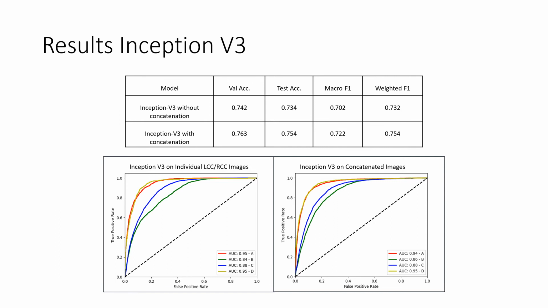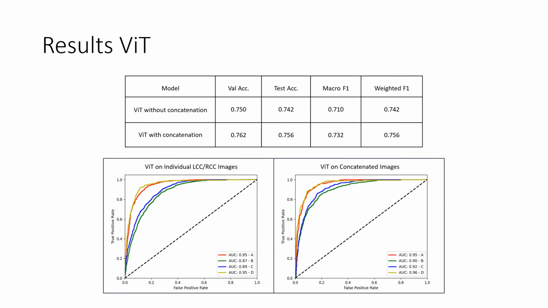When using Inception V3 and concatenated images, we see an average increase of 2% to validation and test accuracy, as well as to the macro and weighted F1 scores. Concatenation also provided, on average, a 2% increase to Class B area under the curve. When using ViT and concatenated images, we see on average a 1.4% increase to validation and test accuracy, as well as an increase of 1.4% to the weighted F1 score. The macro F1 score saw an increase of 2.2%. Area under the curve when using concatenated images saw up to a 3% increase on average when using ViT.